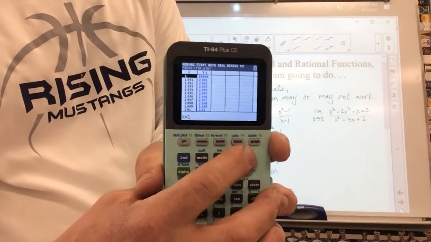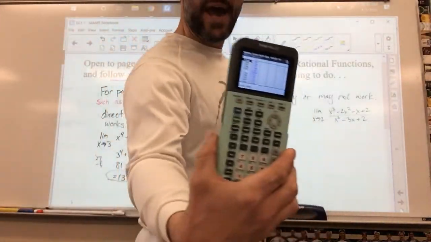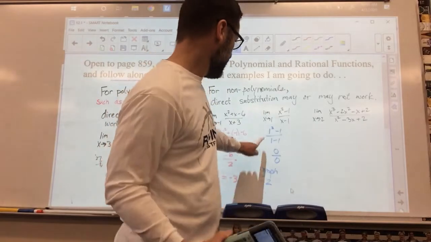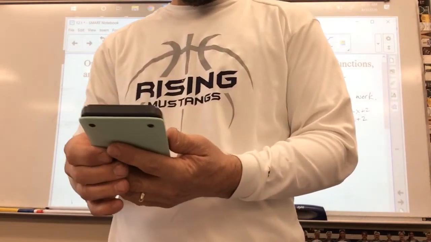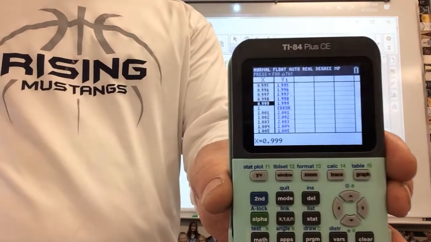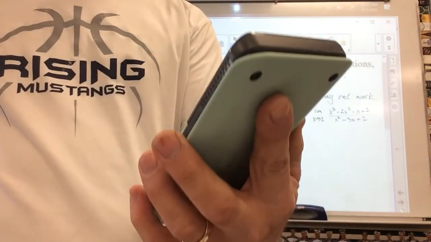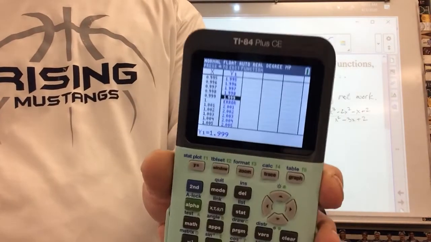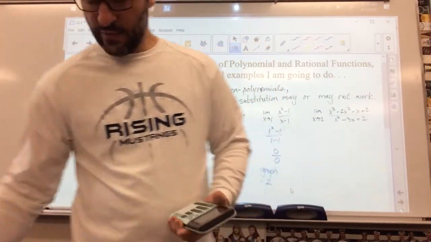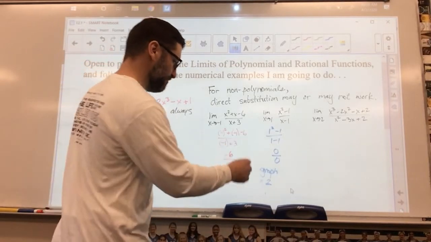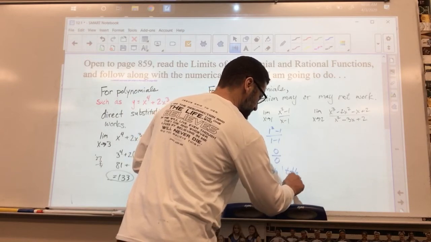I cursor up a little bit here. I notice at 1 it says error. It says error here when I plug in the 1, which it should. Our algebra showed us that it was an error. But I care what happens on each side of the 1. And on each side of the 1, I notice those numbers are getting closer and closer to, look at that blue number, that's really close to 2. And that blue number down there, that's really close to 2. So from a table standpoint, I also get 2.